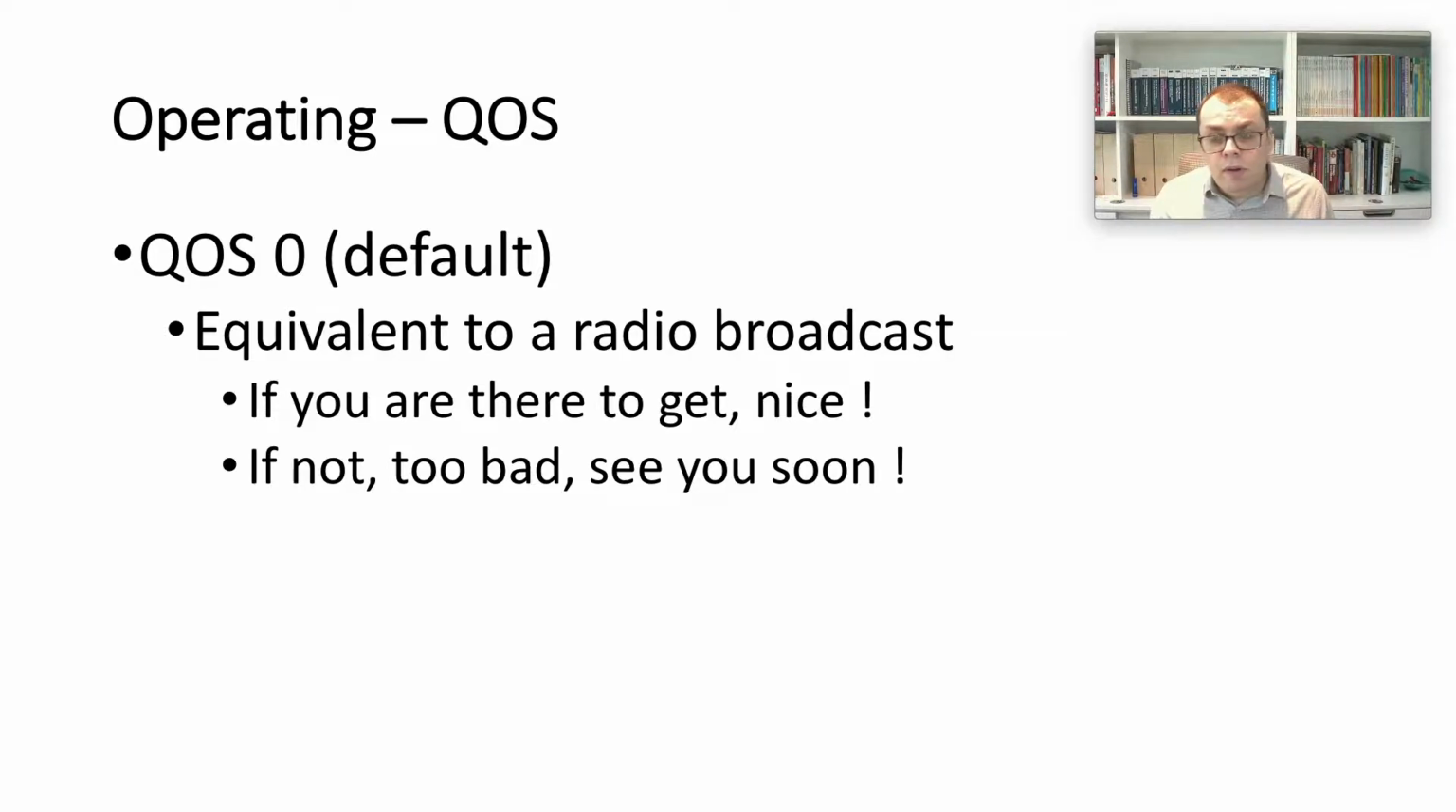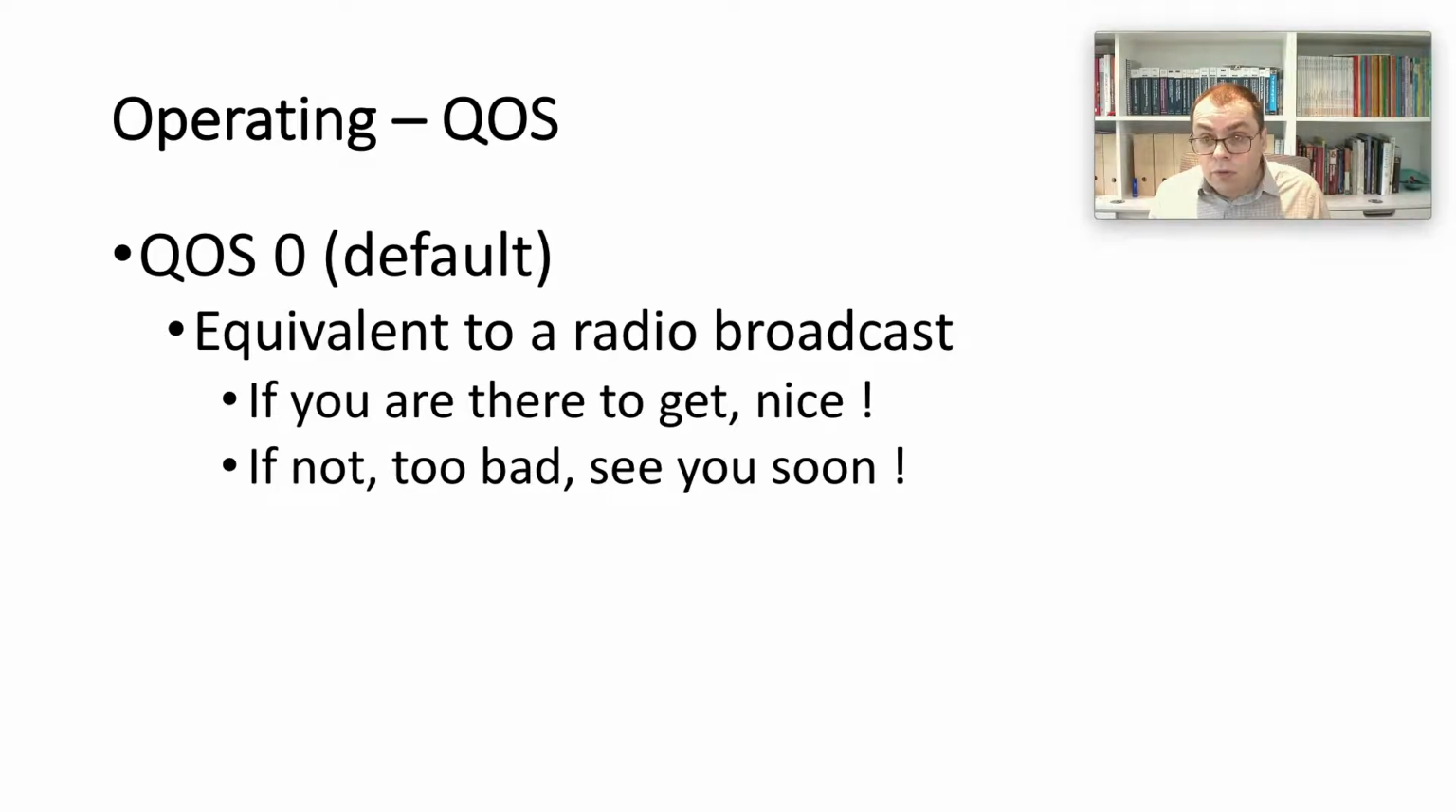So QoS 0 is actually the default. This is just equivalent to a radio broadcast. If we are there to receive the broadcast, good, you got it. If not, just too bad, you just missed it. In some situations with live data, we need to analyze a piece of information to take a decision based on the live data. This is just a perfect application. Let's say if temperature is above 15 Celsius degrees, I need to do this or I need to do that. So I don't care about the historical values, the previous value.